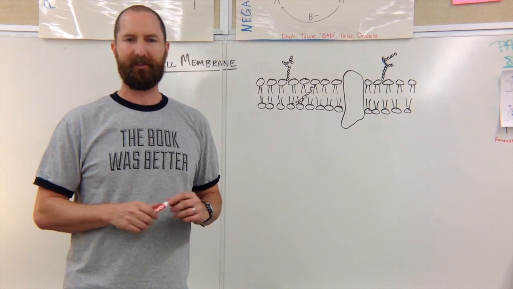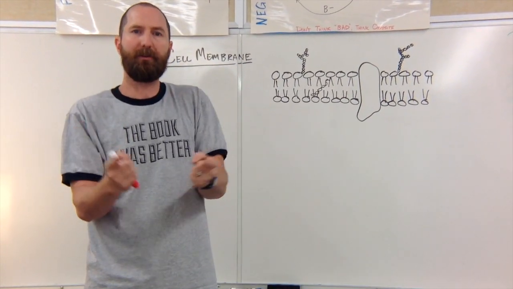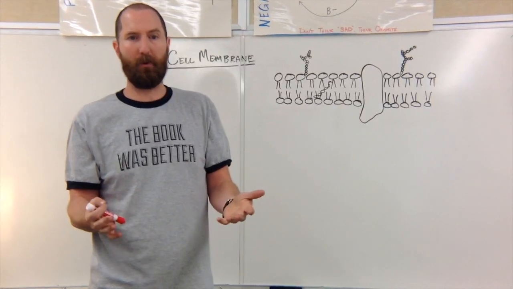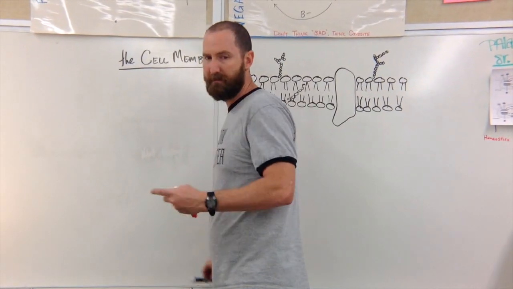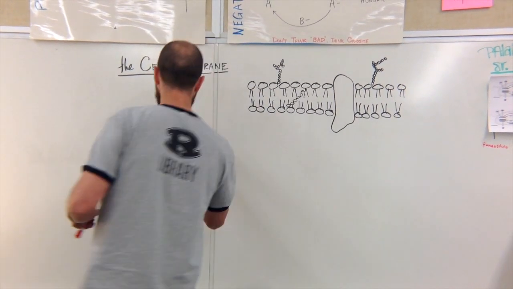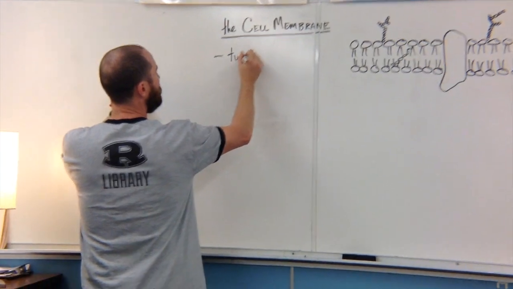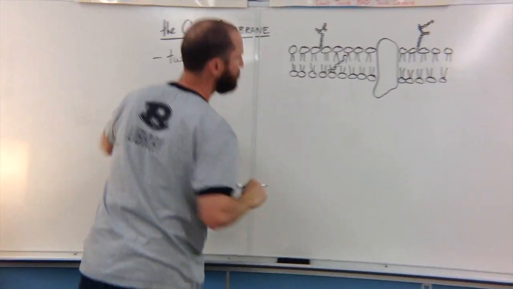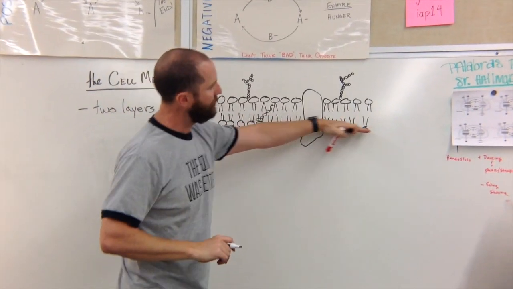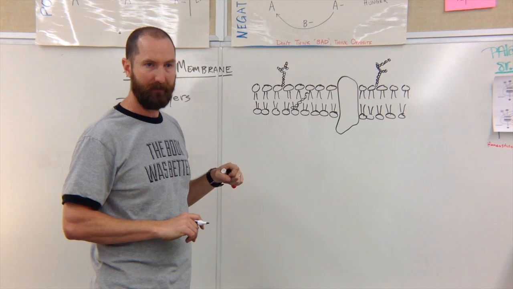So in this mini lesson, we're going to talk about the cell membrane. The cell membrane which surrounds every cell of every organism. And there's a few key concepts that you need to know and remember about the cell membrane. Number one, the cell membrane is in two layers. As you can see over here in the drawing, there is a layer towards the inside and a layer towards the outside of the cell.